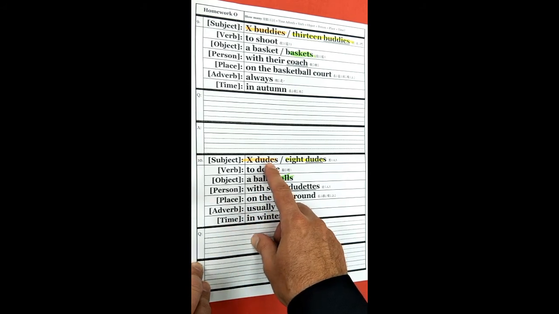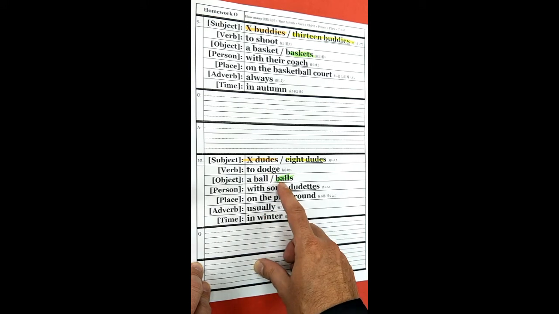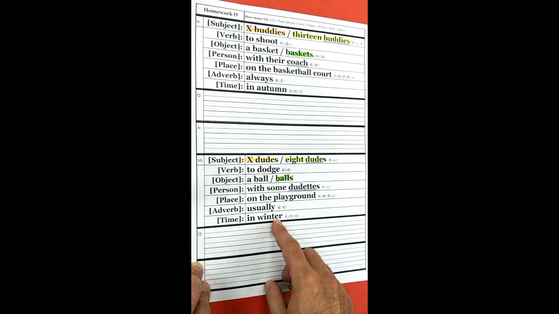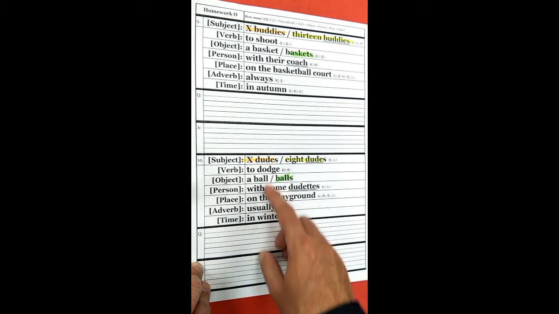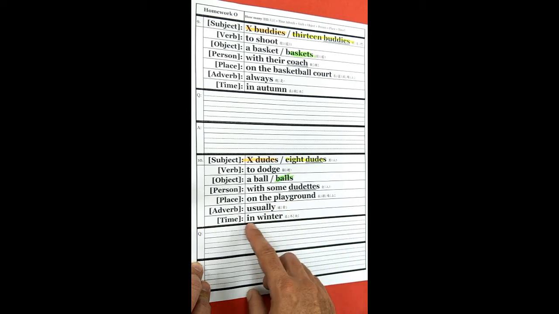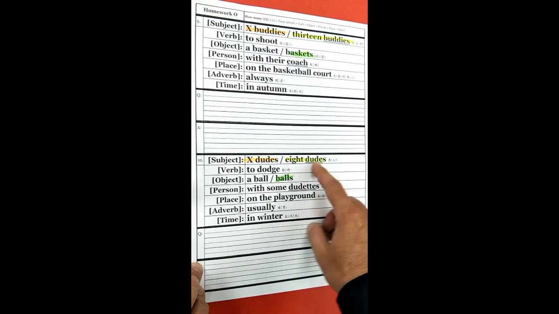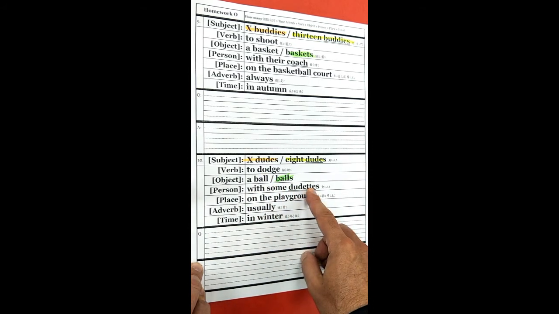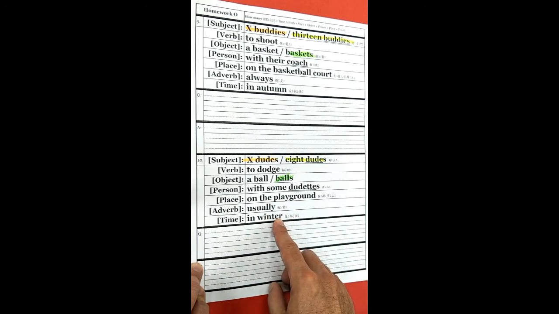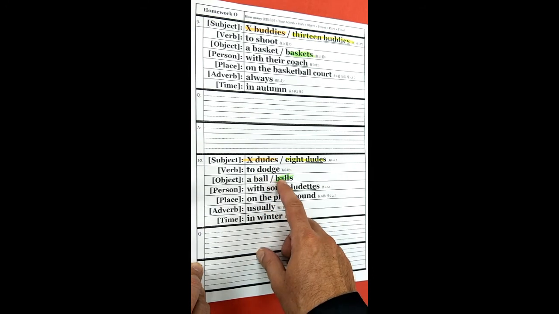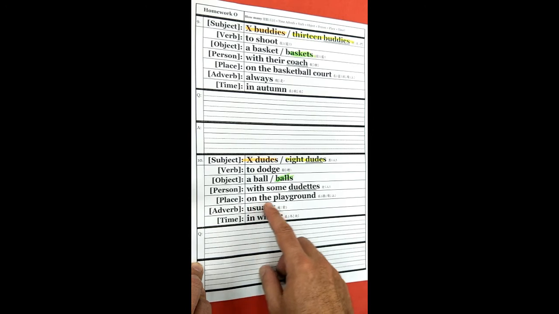How many dudes usually dodge balls with some dudettes on the playground in winter? 8 dudes usually dodge balls with some dudettes on the playground in winter.